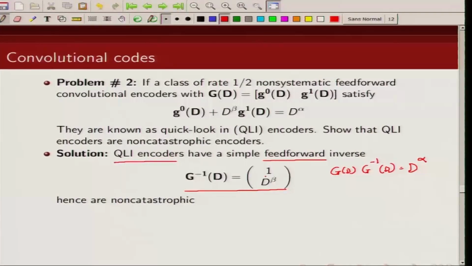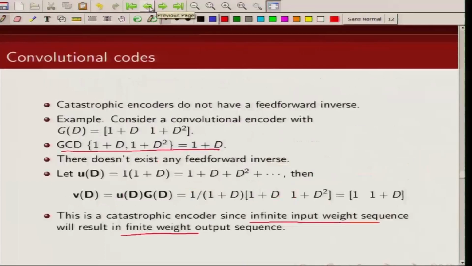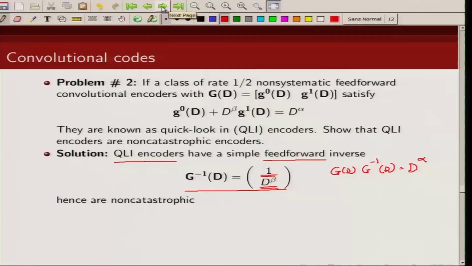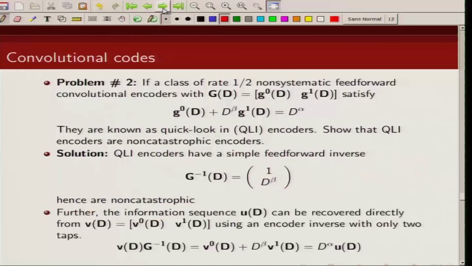Okay. Now, note that the encoder inverse of a quick look in encoder has just 2 taps, 1 and this D to the beta, and it has a feed forward inverse. So, this cannot be a catastrophic encoder. We just showed in the previous slide that a catastrophic encoder does not have a feed forward inverse, and since this has a feed forward inverse, this cannot be a catastrophic encoder. So, because they have a feed forward inverse, they are not catastrophic. And as I said, you can very easily recover your information sequence by making your coded sequence pass through this encoder inverse.